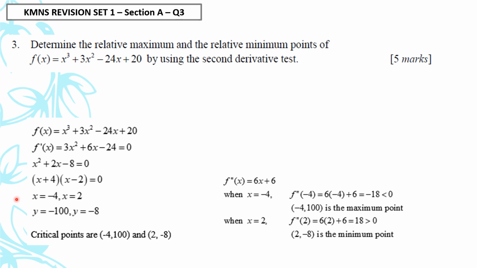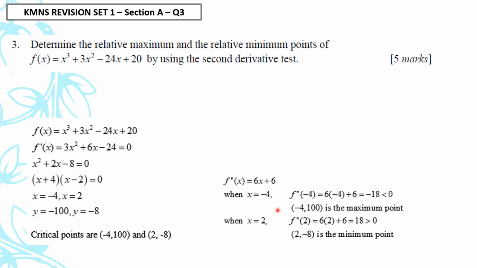And since it asks you for the points, you have x already, you have to find your y. And then your critical points here are (-4, 100) and (2, -8). But you have to determine the nature of these points, whether it is maximum or minimum. So we are going to use the second derivative test as the question asks you to do.